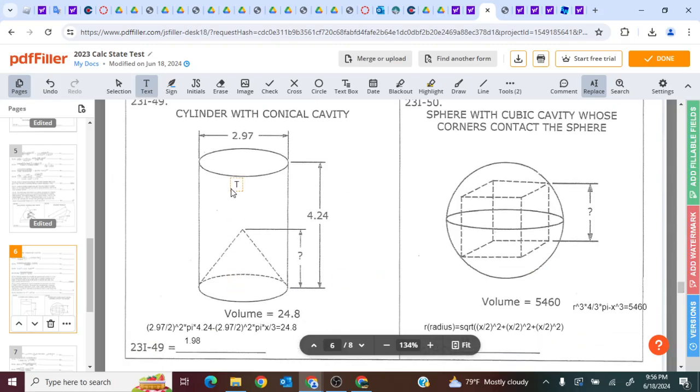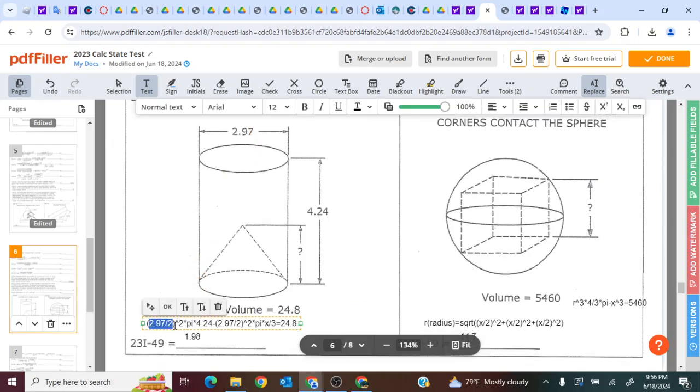49, the volume of this object with a cavity. Well, that means that this part of the cylinder is actually non-existent. So there's a cone-shaped hole basically. So let's start with the volume of a cylinder, which would be radius squared, diameter over 2, squared, times pi, times your height of 4.24. And you must subtract the volume of your cone, which is your radius squared times pi times your unknown height over 3. And that will get you 24.8.